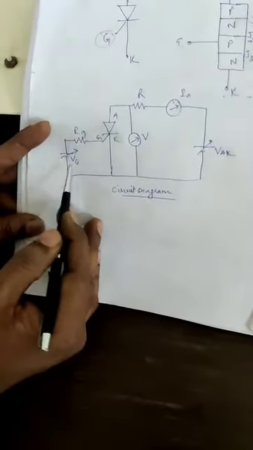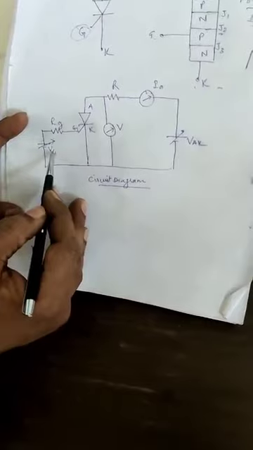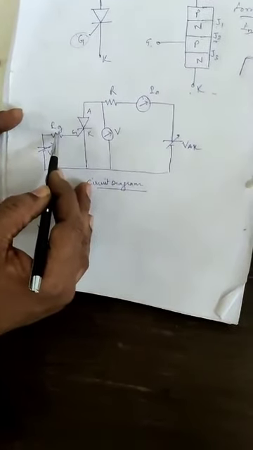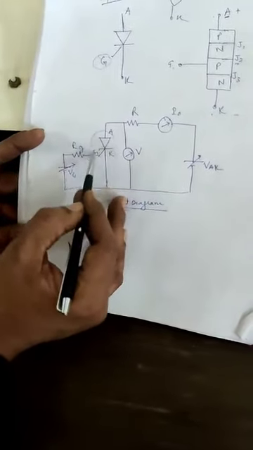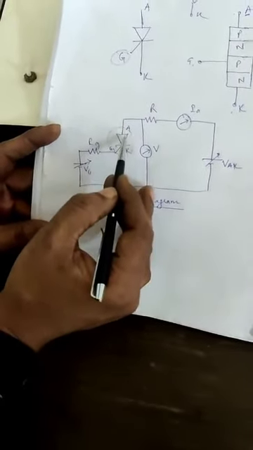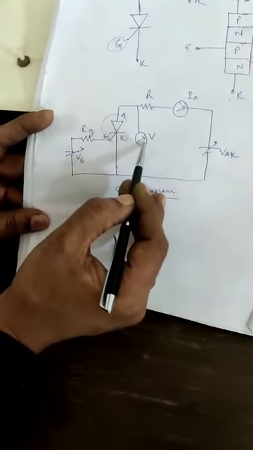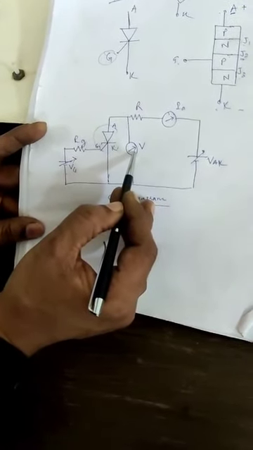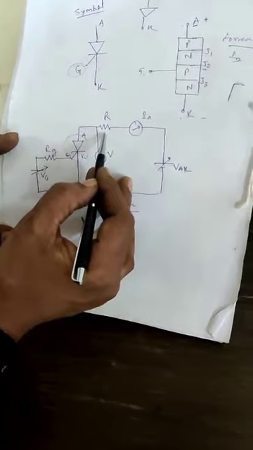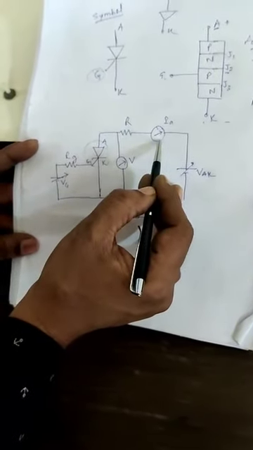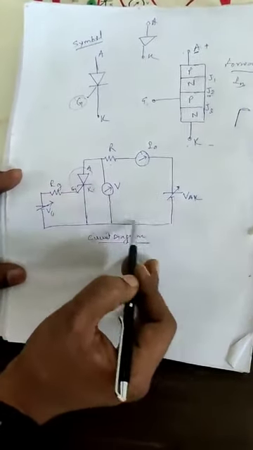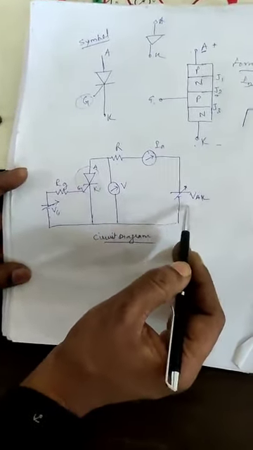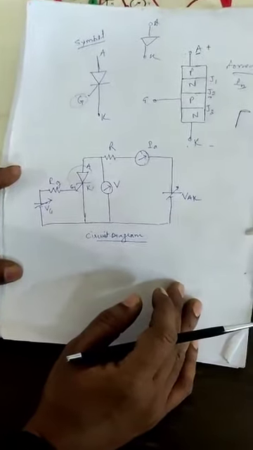This is our circuit diagram. This is VG, which is the voltage across the gate. Then this is RG, the gate resistance, which is connected to the G terminal. Now this is your SCR. We have a voltmeter in parallel to the SCR for measuring the voltage. Then we have a resistance and one ammeter which measures the current, called the anode current. And this is your output voltage, or VAK, the anode cathode voltage.